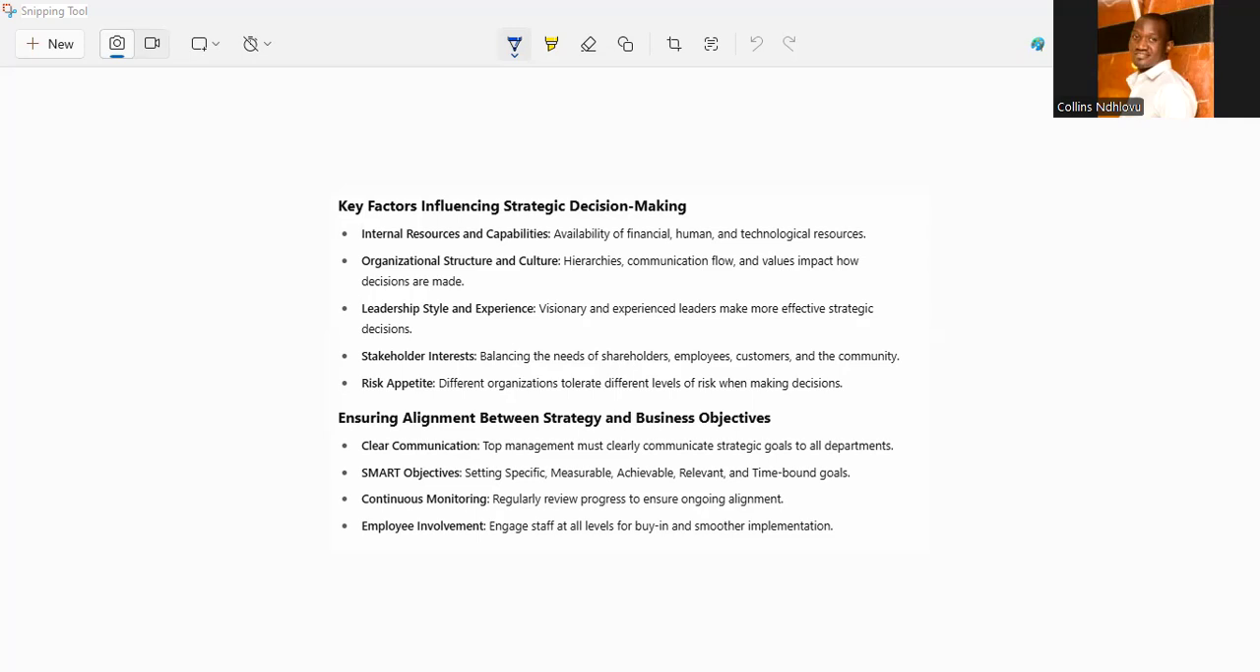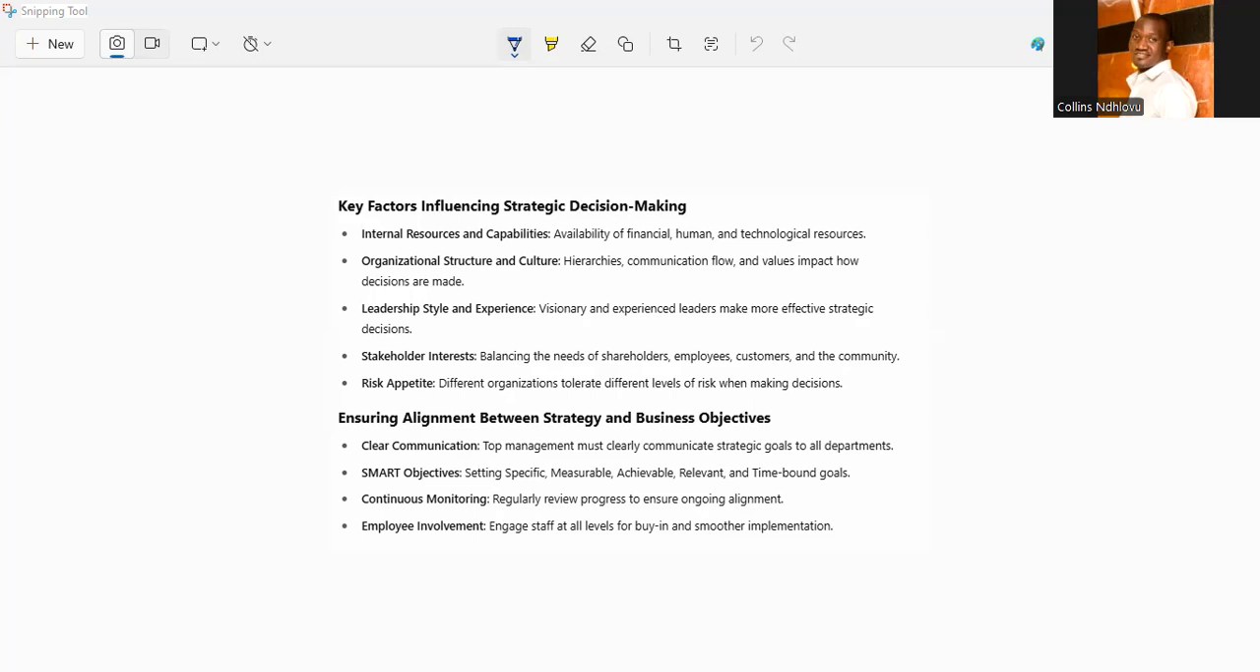So the internal resources, this is one of the most critical factors that will influence strategic decisions, the availability of resources from inside and their capabilities. So resources may not only be financial, they can also be in terms of human capital or technological expertise. So where we have a company with a large budget and highly skilled workforce and advanced technology, these may help pursue aggressive expansion strategies. They'll help in investing heavily in research and development and entering new markets.